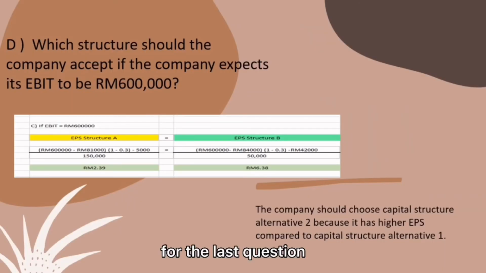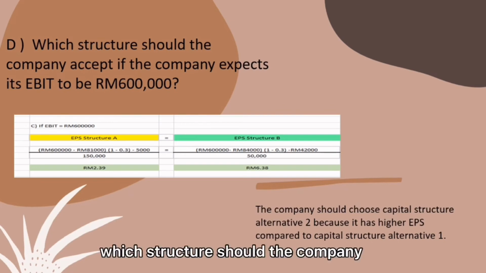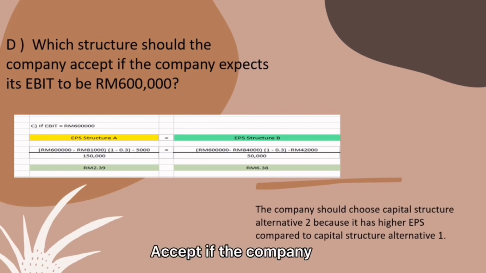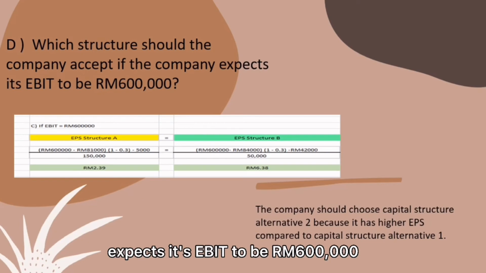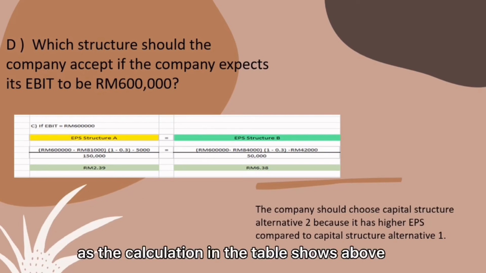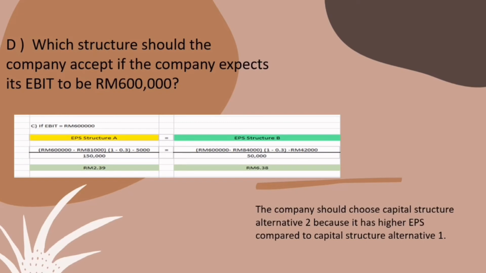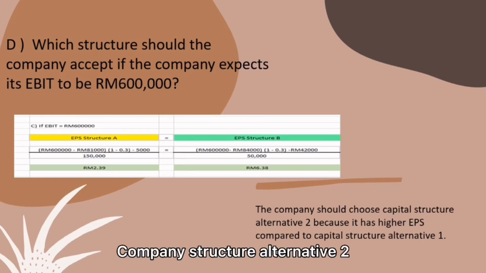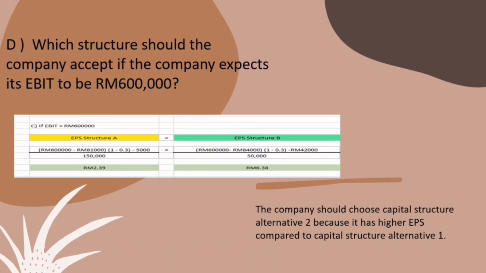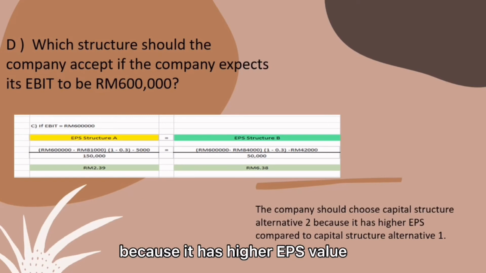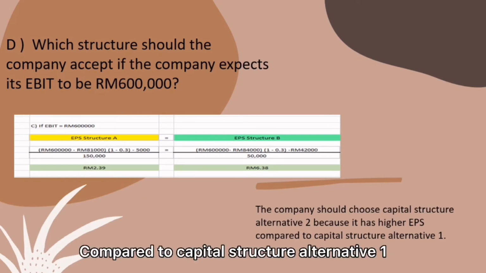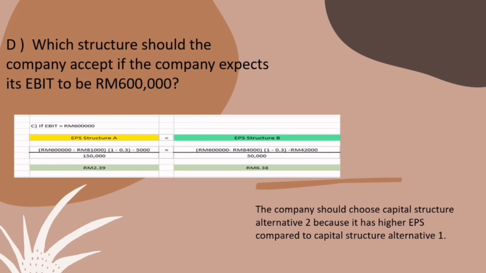For the last question, which structure should the company accept if the company expects its EBIT to be 600,000? As the calculation in the table shown above, the company should choose capital structure alternative 2 because it has a higher EPS value compared to capital structure alternative 1. Thank you.